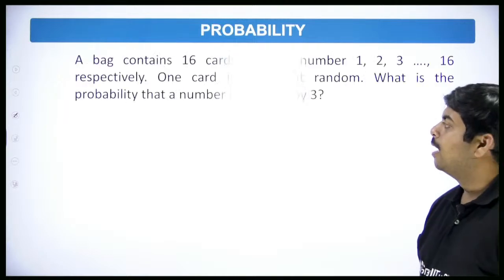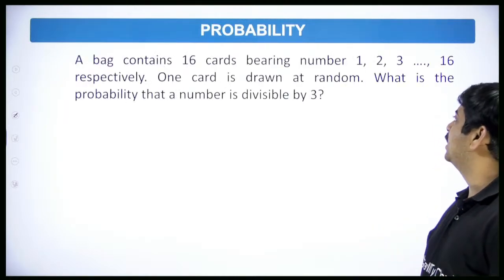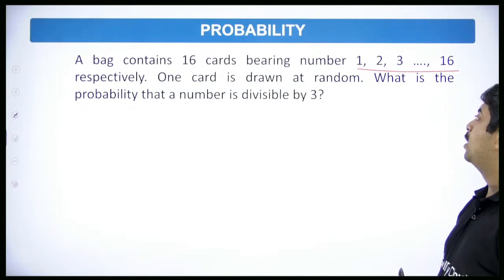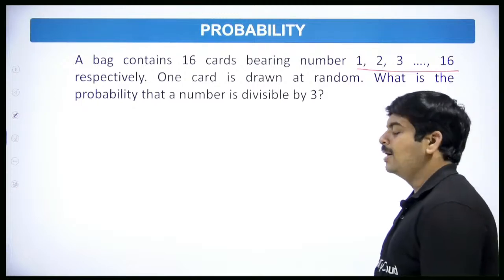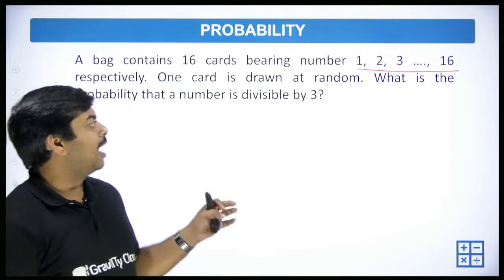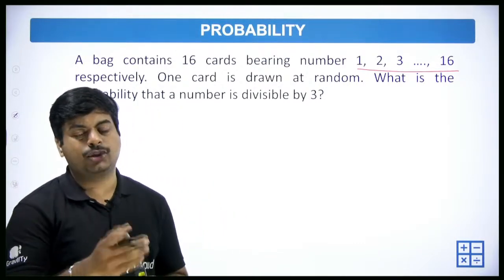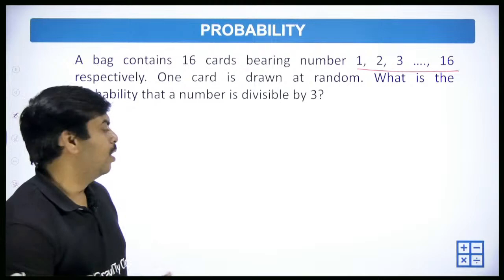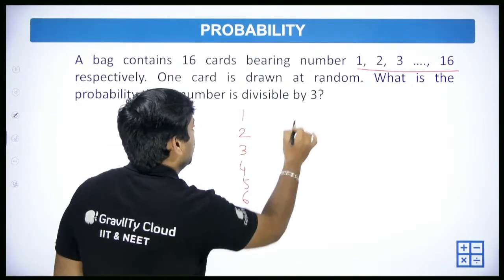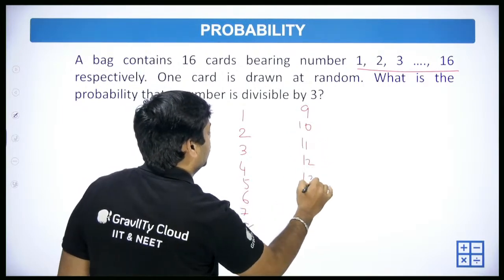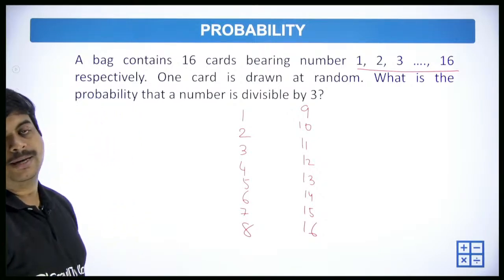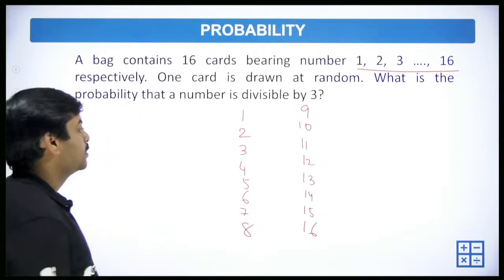Next one. A bag contains 16 cards bearing numbers 1, 2, 3 and so on to 16 respectively. One card is drawn at random. What is the probability that the number is divisible by 3? It's a very, very simple question. A bag has 16 cards, and every card has a number 1, 2, 3 and so on till 16. So now, from 1 to 16, what is the probability that a number is divisible by 3?